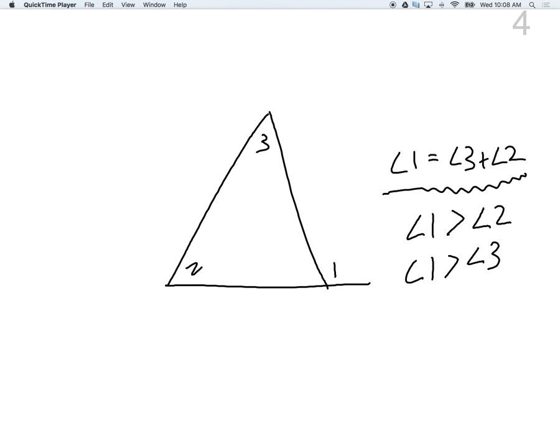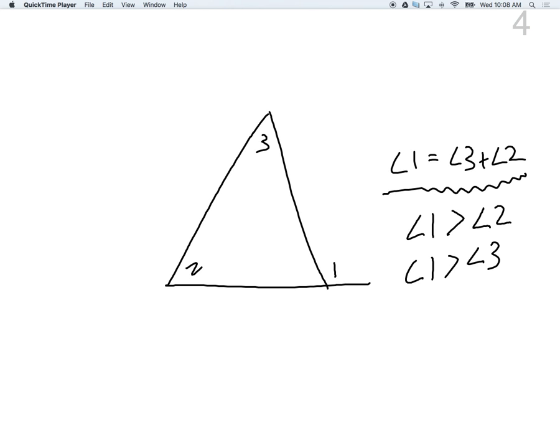This, by the way, is called the exterior angle inequality. It has to be true, and it doesn't even have to do with geometry, it has to do with simple common sense. If I have two things that add up to a third, then that third thing has to be bigger than each of the individual parts. If 2 plus 3 equals 5, then 5 has to be bigger than 2, and 5 has to be bigger than 3.